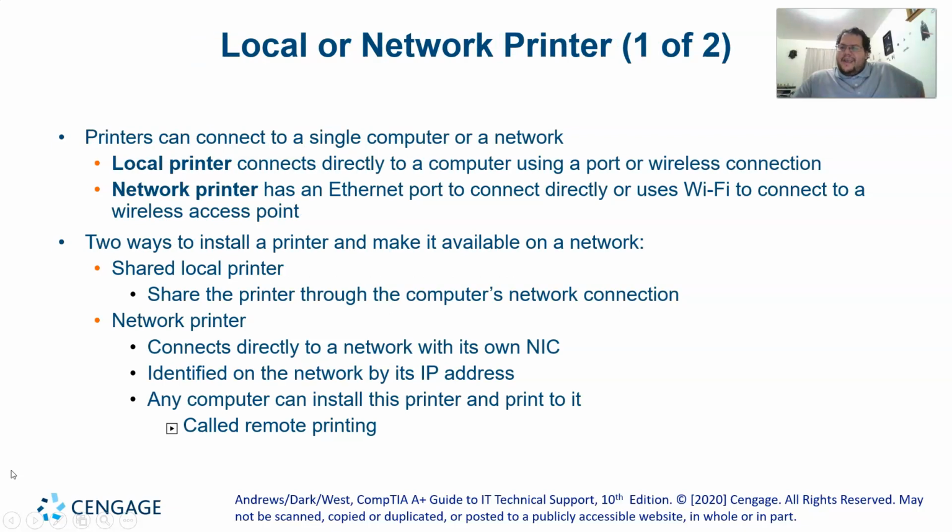A local printer is one that connects directly to your computer. Now it's USB, but it used to be parallel port, serial, and then USB. So it's something that connects directly to your computer, or it could connect over your wireless connection, I guess, for local. A network printer is one that has an Ethernet or Wi-Fi connection to a wireless access point. So my printer hooks up to the network.